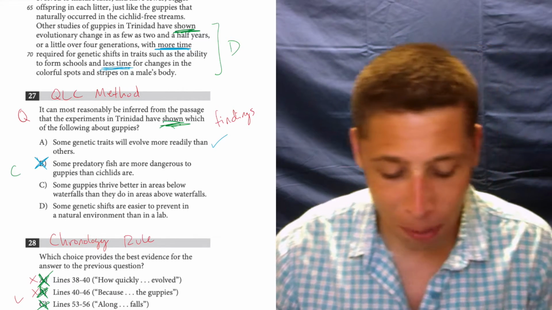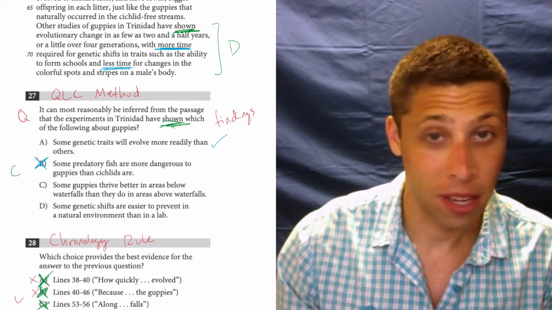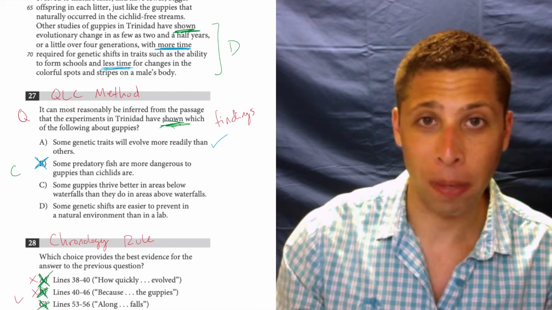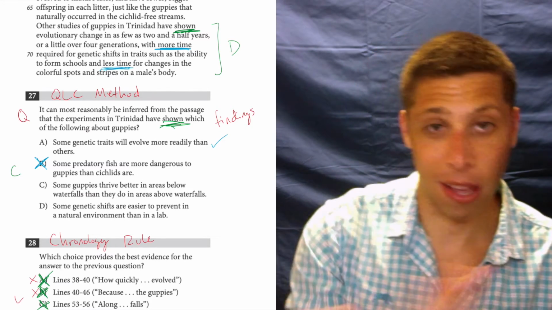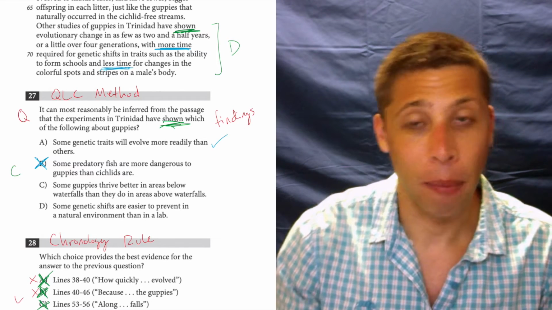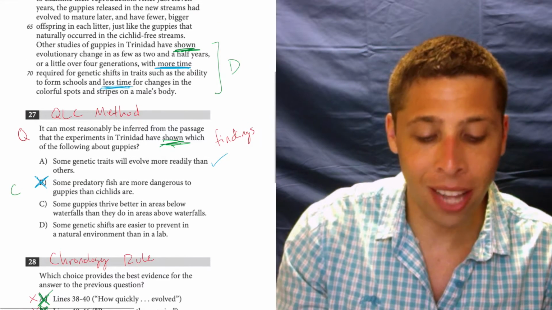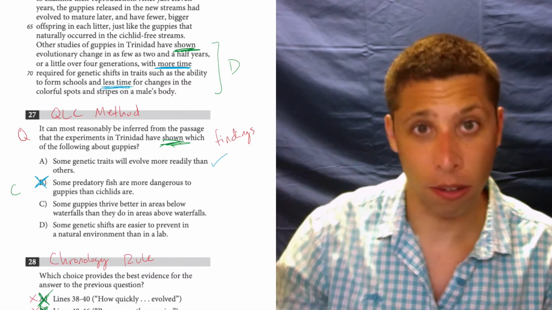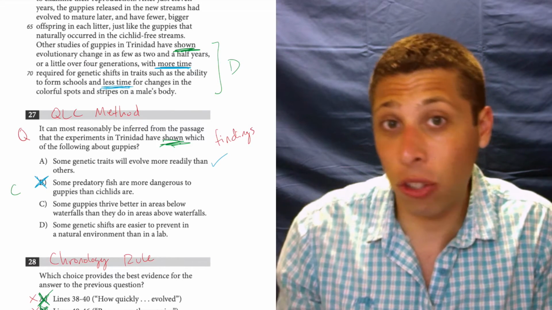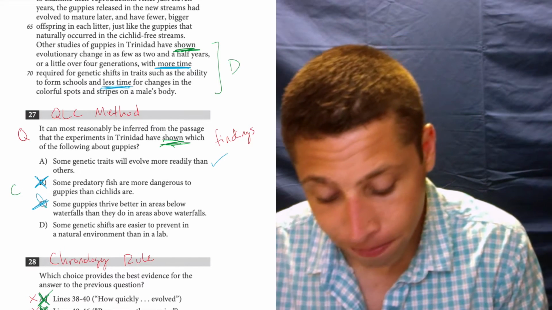C. Some guppies thrive better in areas below waterfalls than they do in areas above. Well, no, the whole point of the experiment is when there were no predators and they were above the waterfalls, they thrived more, and we were able to see how they thrived and changed. But notice in line reference D, they're never comparing above and below waterfalls. So again, even if this is true, line reference D does not support this with evidence.